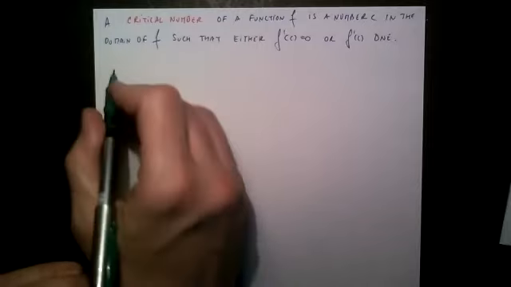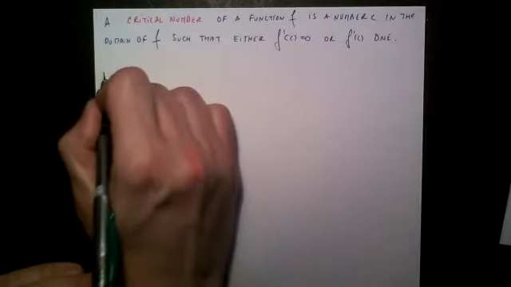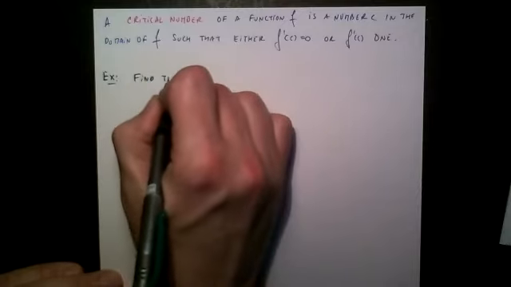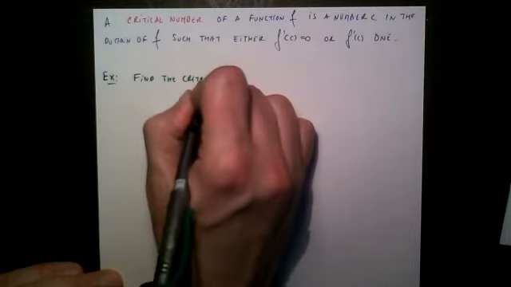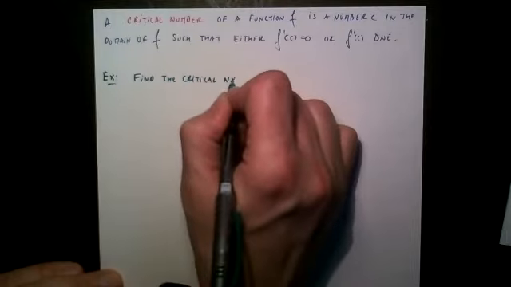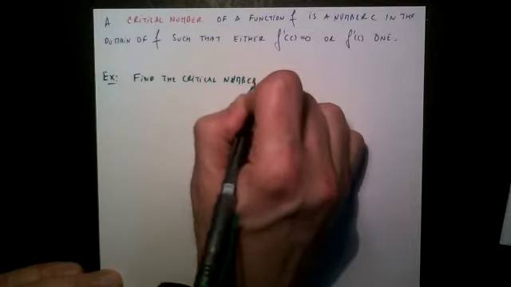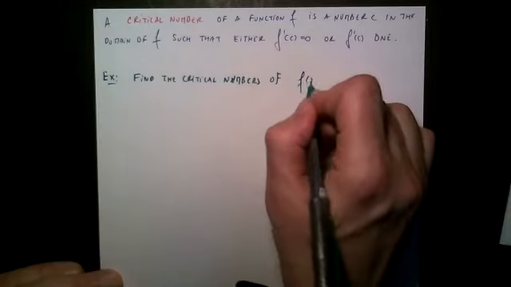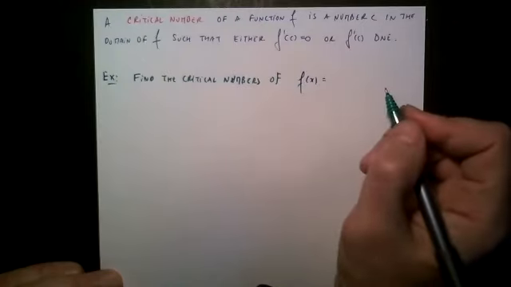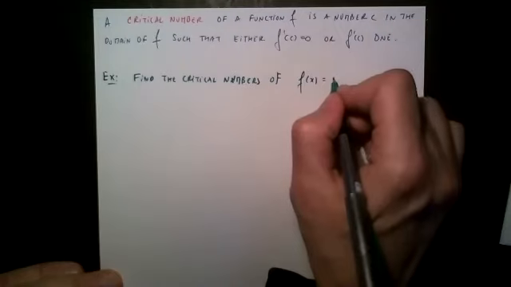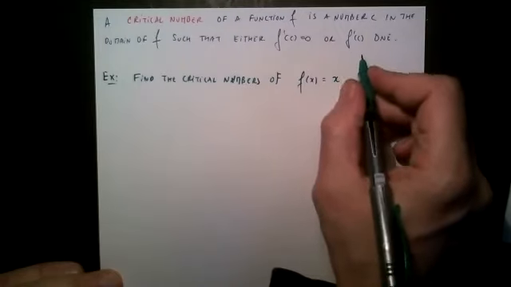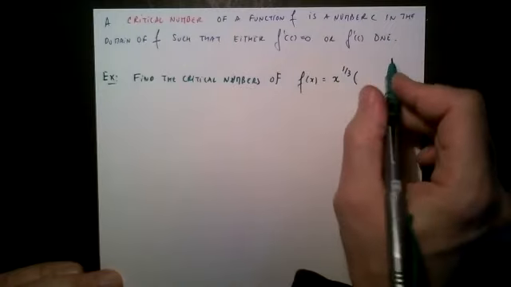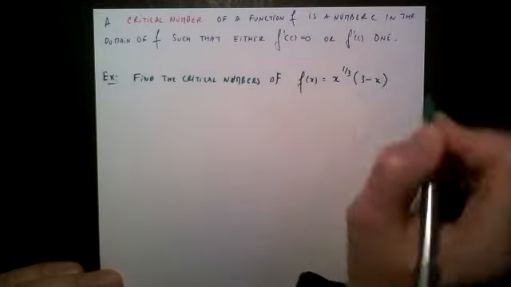Okay, so let me give you an example. Find the critical numbers of the function f of x equals x to the power of 1/3 times 3 minus x.